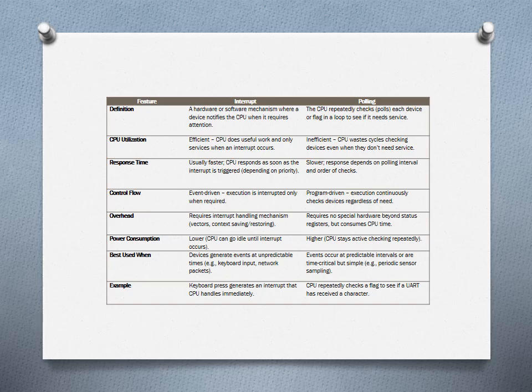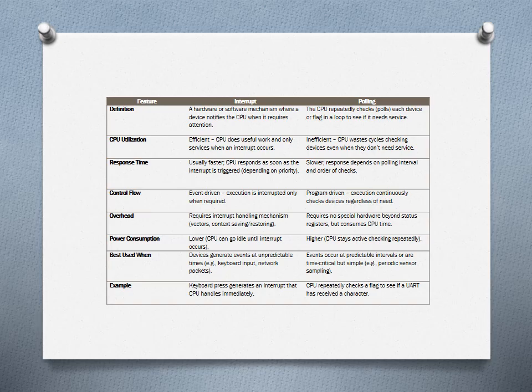It is best used when the events are unpredictable. If you have a main work for the processor, and the devices can make a request at their own pace, when unpredictable events occur, interrupts work well. An example is the keyboard, which generates an interrupt that the CPU handles immediately.